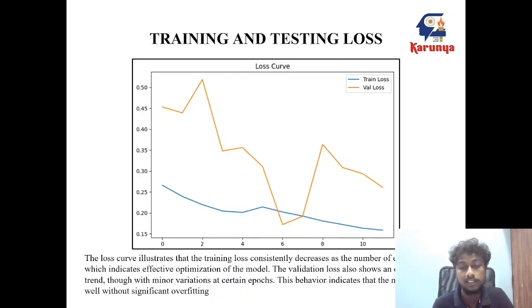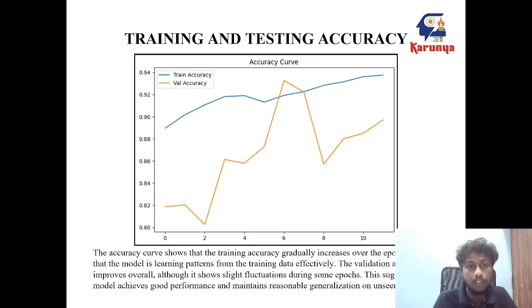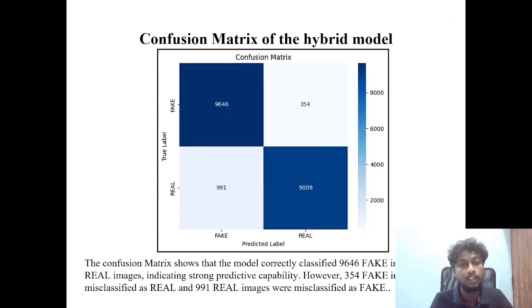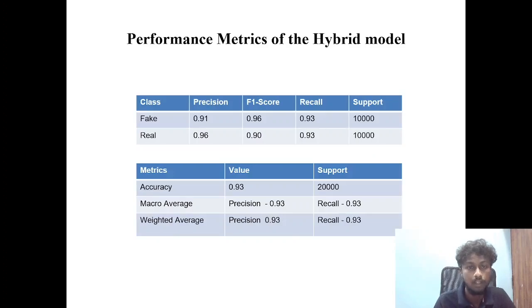And this is the training and testing loss graph. Although we can see some spikes, the model has learned and has achieved a very good accuracy. This is the training and testing accuracy. This confusion matrix depicts that the model is not overfitted, so it is more generalized. This is the performance metrics of the hybrid model, where our model achieved an accuracy of 0.90, I mean 93%.